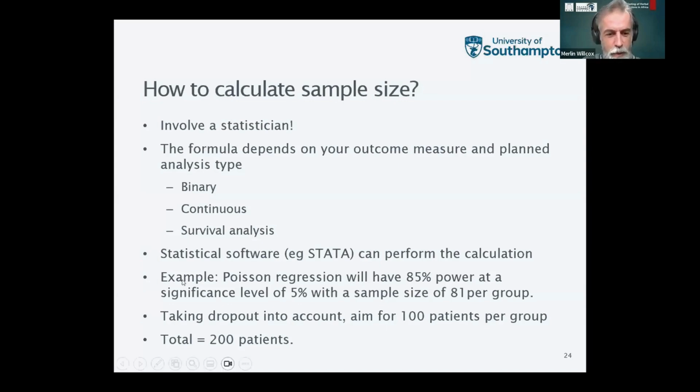So in the example of this study, the plan was to use Poisson regression, and it would have 85% power at a significance level of 5% with a sample size of 81 per group. If you want to know how the statisticians came up with that, don't ask me, ask David. And then we increased it up to 100 patients per group to take into account dropout. It's not unusual for people to drop out, so normally we add about 20% or 10% to the sample size to allow for patients who drop out. So the sample size was 200 patients.